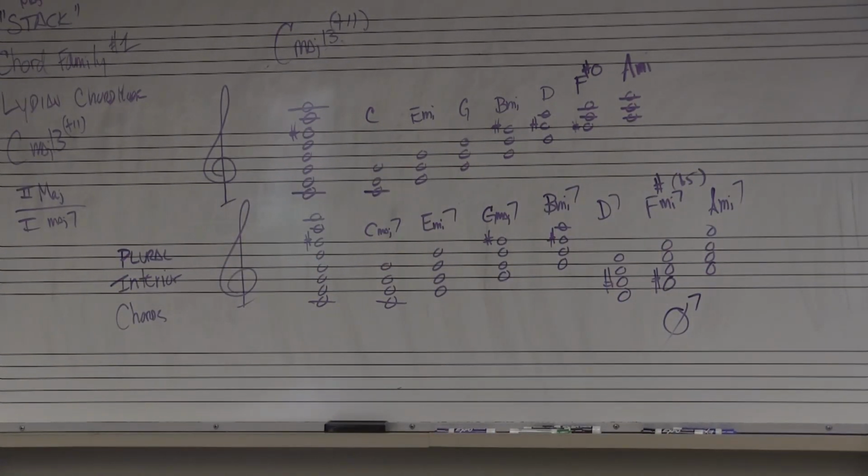Okay, so same concept holds true. You've got C major 7 over C. You've got E minor 7 over C. You've got G major 7 over C. B minor 7. Then you've got a D7 over C. F sharp minor 7 flat 5. And you've got your A minor 7.